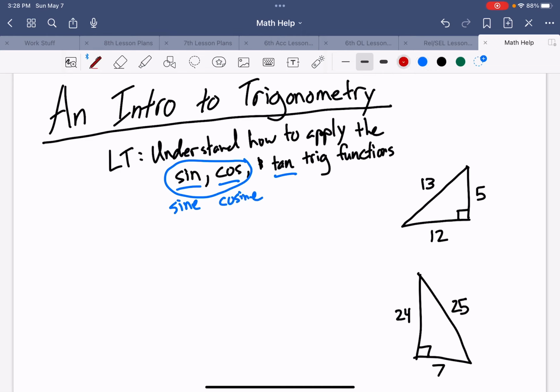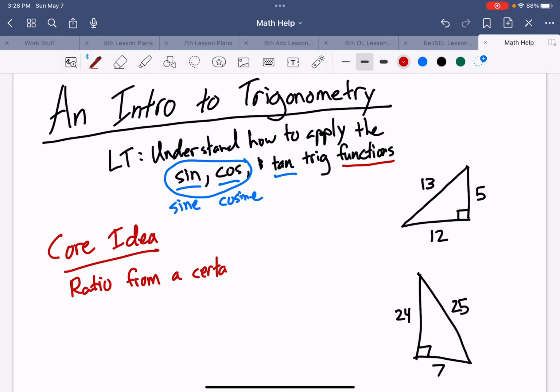Now, what I want to do is address a core idea behind these trig functions. Keep in mind, we're saying functions. What that means, if we have a function, is we're going to apply some sort of rule here. And to understand how trig really works, we have this core idea, which is we are looking at a ratio from a certain perspective. That is how trig works. It's a ratio from a certain perspective.